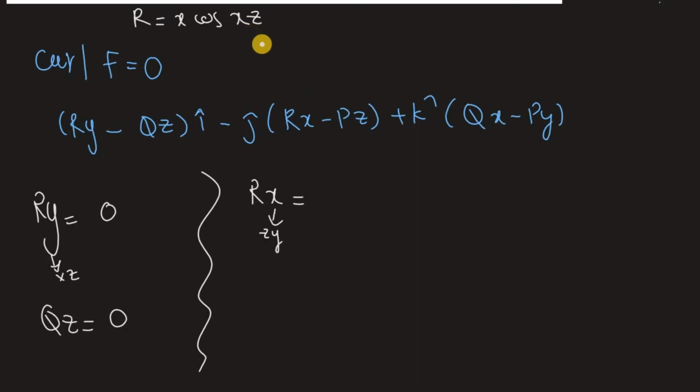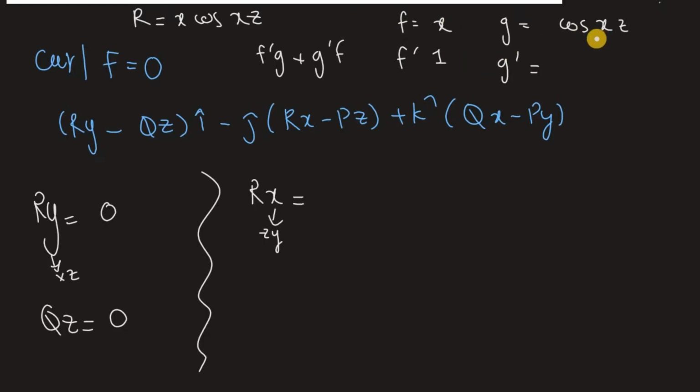We use product rule. Guys, remember from Cal 1, so the product rule is f prime times g plus g prime times f. Here the function f is the first function and the function g is the second function, cosine of xz. And what's the derivative of the first one? F prime, that's 1. And what's the derivative of g prime? So the derivative of sine is equal to cosine, and the derivative of cosine is equal to negative sine. Okay, so the derivative of cosine, that means it's negative sine.